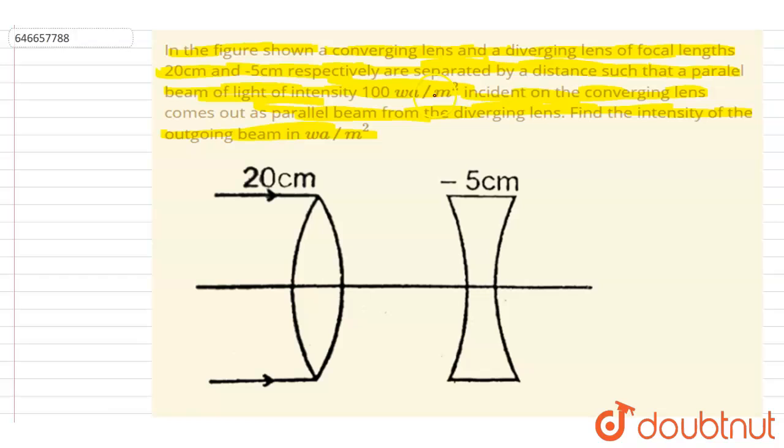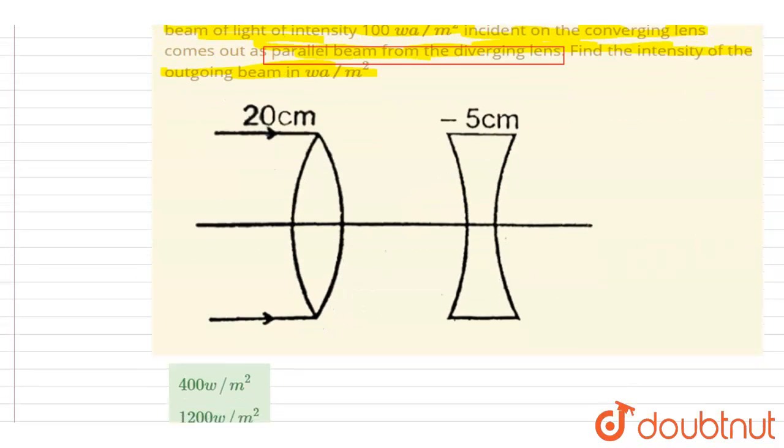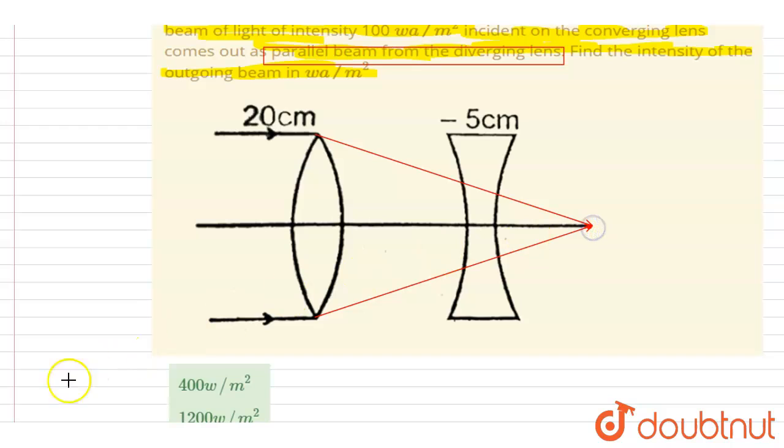So if you see, it is already given that the parallel beam is coming out of the diverging lens. So when is it possible? It is possible when the light that will strike it is directed toward the focal point, right? So let's say the focal length of this is 5 centimeter, right? So when the ray is directed from here to here, it will be directed toward this. So what will happen in between? It will get refracted and it will go parallel.